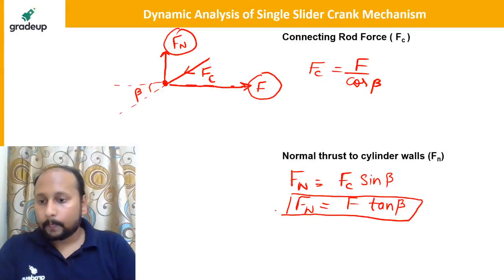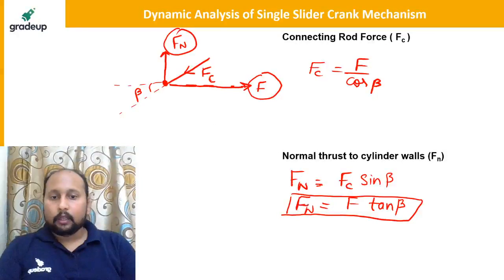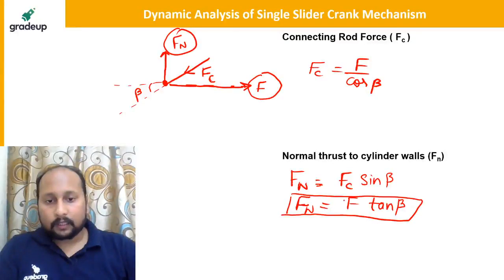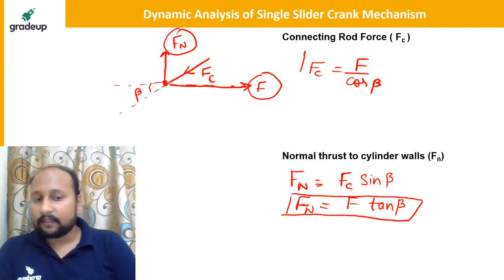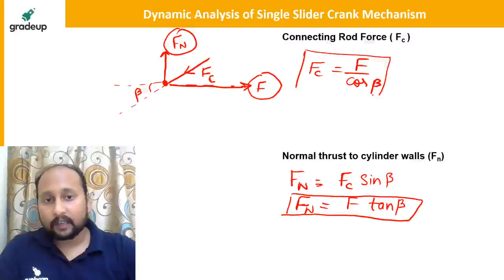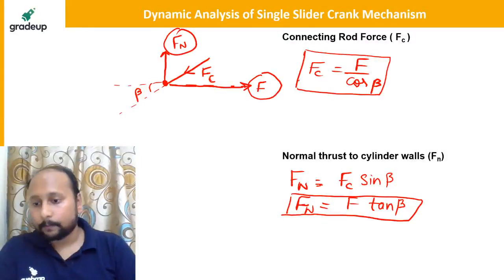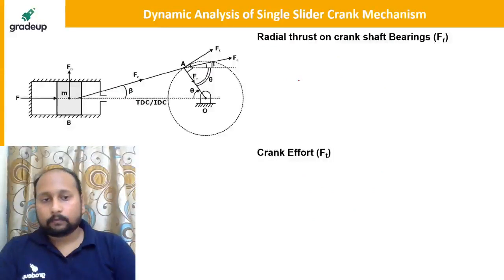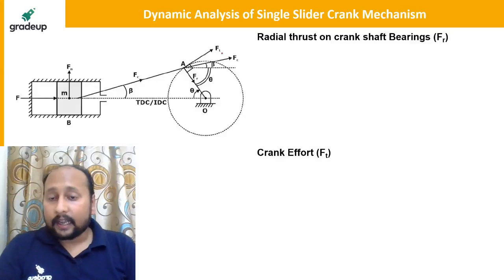Okay, thank you. So Fn is the normal thrust force to the cylinder walls, that is F tan beta. Now these two expressions are very important because questions are asked directly or indirectly from this. Next is the radial thrust on the crankshaft bearing, because now let us see how many forces we have.